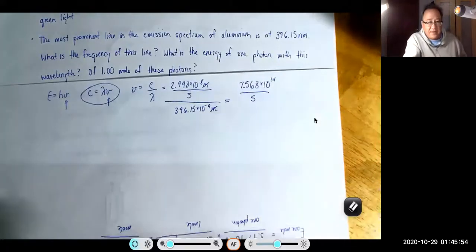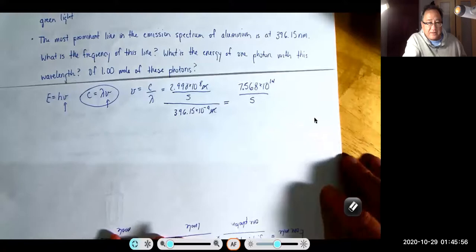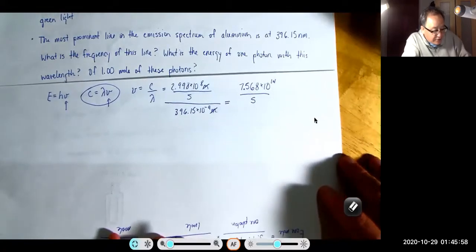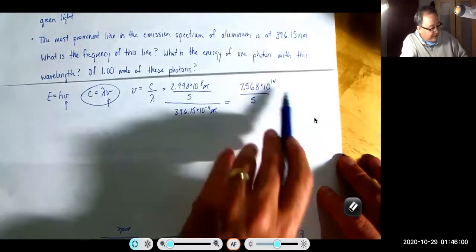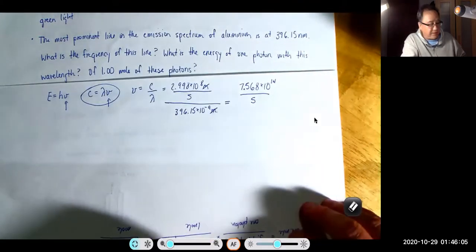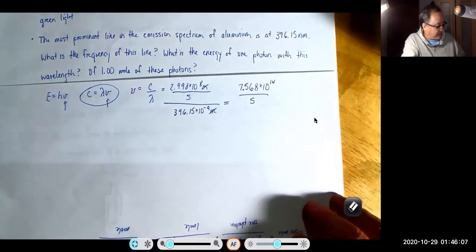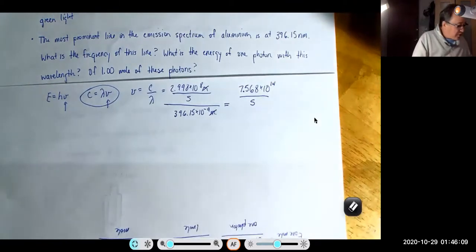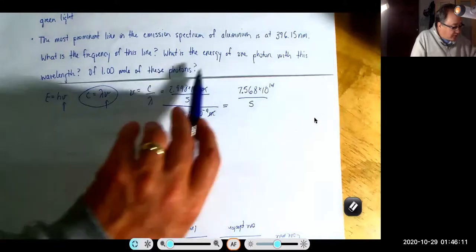Now, you may think this is odd. How is it that we don't have a unit in the numerator? And the answer is because frequency is per second. The unit belongs in the bottom. And that's it. Okay. So what is the energy of one photon with this wavelength?